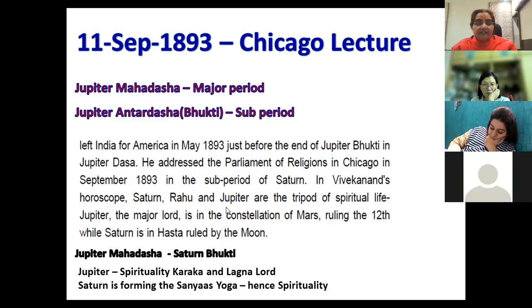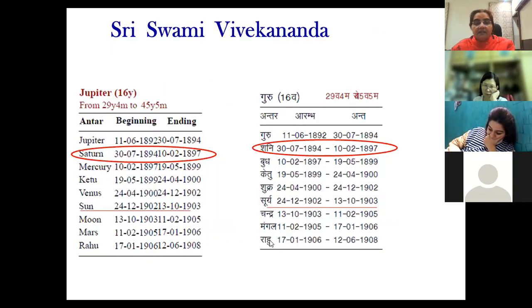Now we'll see the relation to this. In the constellation of Mars, and Mars is ruling the 12th, while Saturn is in Hasta, ruled by Moon. Now if you see, this is Jupiter's, he says in Saturn, within this Jupiter Saturn Bhukti he went, but in my calculation it is coming Jupiter Bhukti only. That's okay. Here the dates are more clear in Hindi. In the English portion, there is no gap, but here I have a gap.